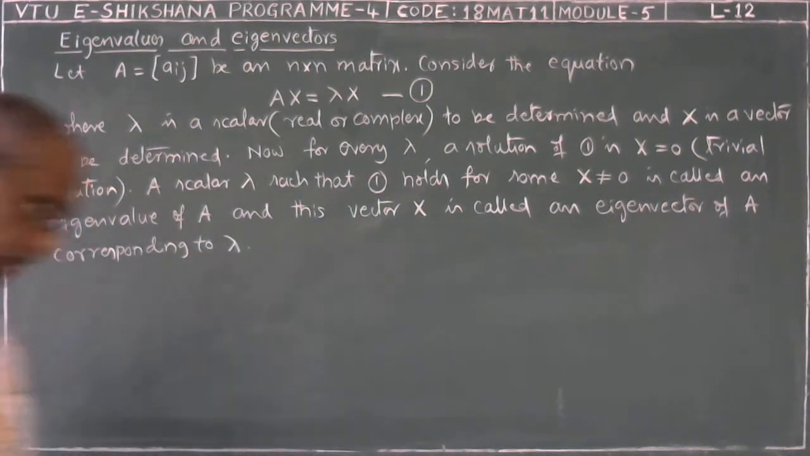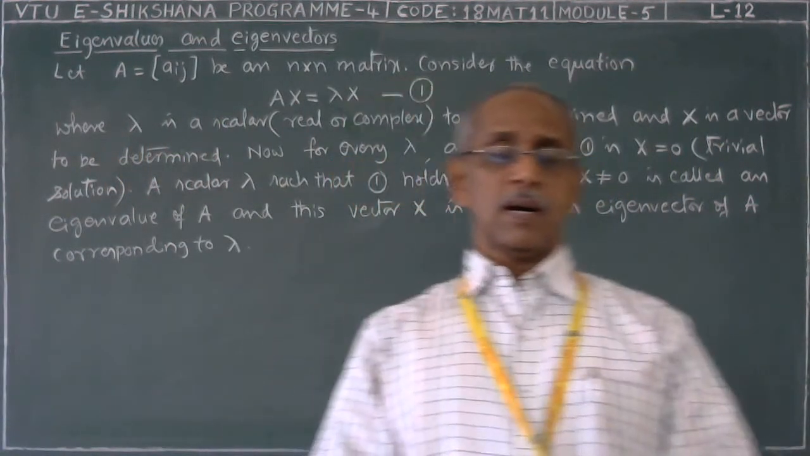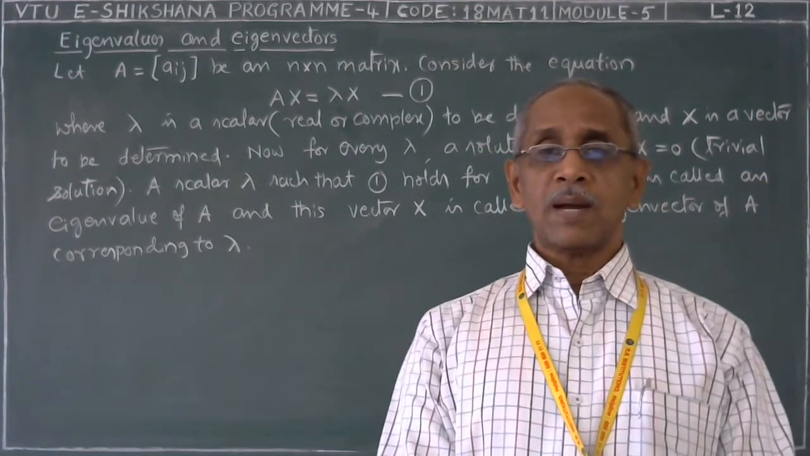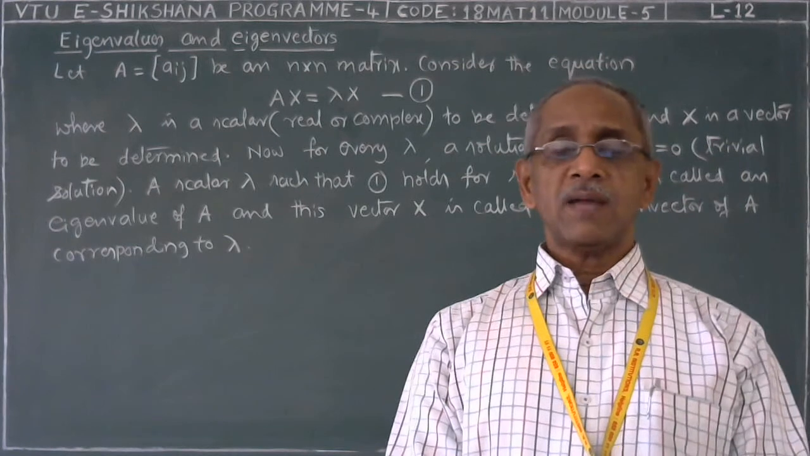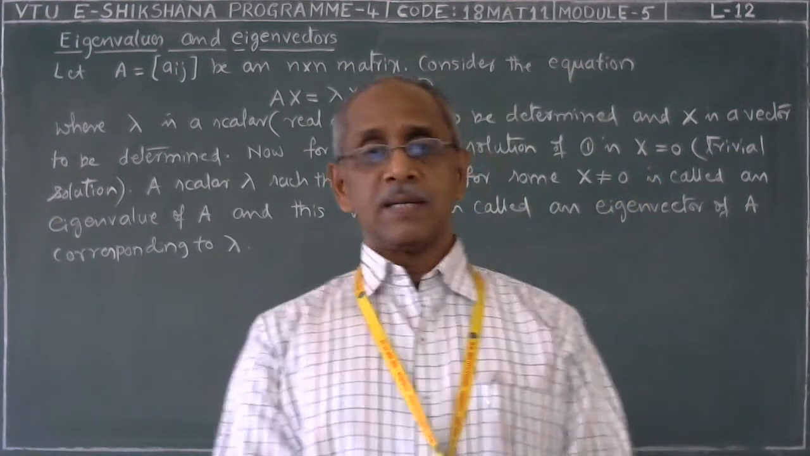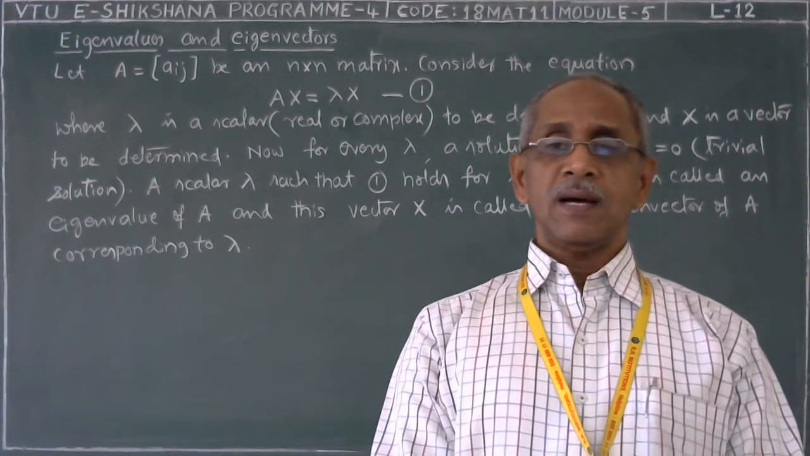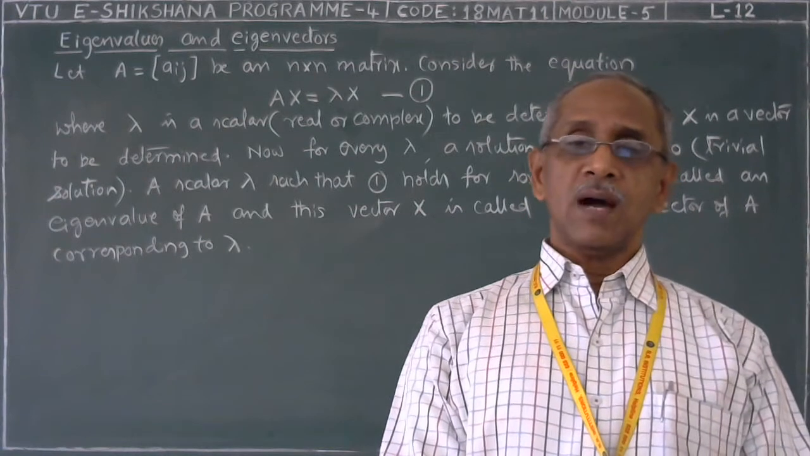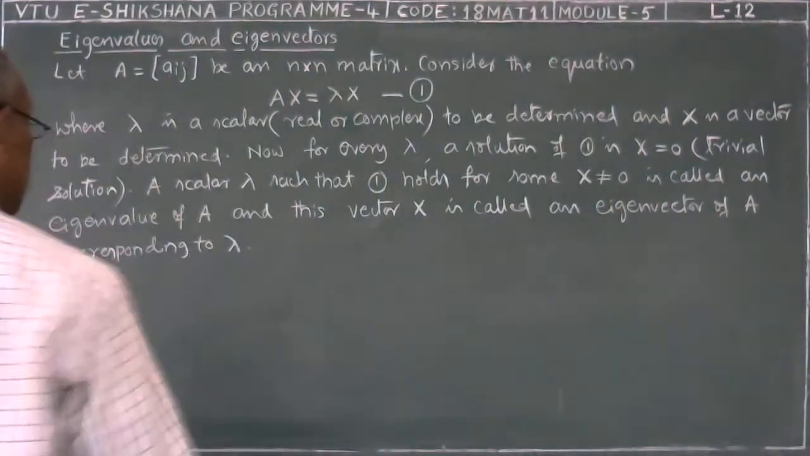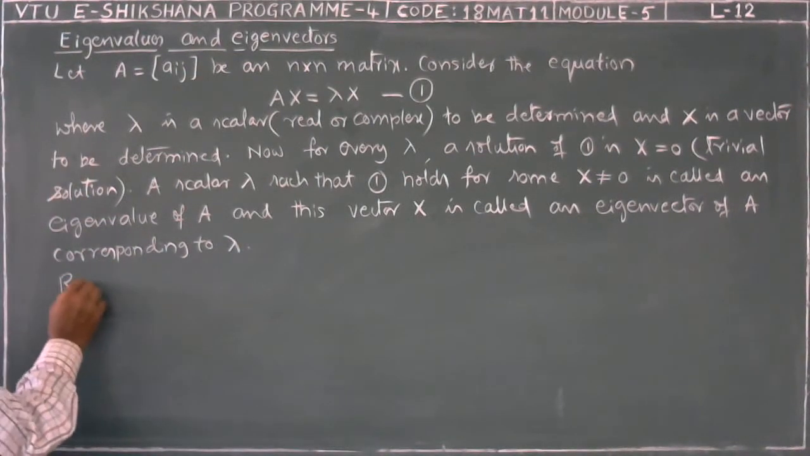Now, let us try to find the dominant eigenvalue of a given matrix using Rayleigh's power method. Dominant eigenvalue means the eigenvalue lambda whose absolute value is larger than the absolute values of all the other eigenvalues. So let me consider this Rayleigh's power method.